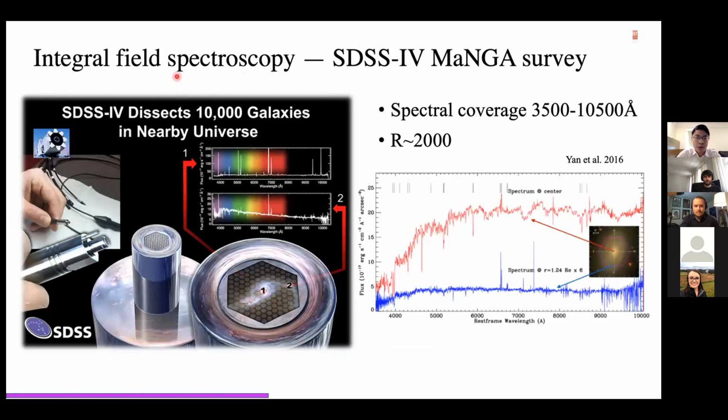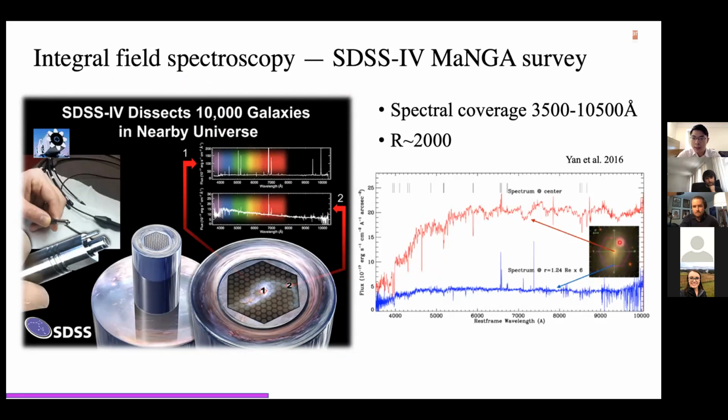So let's move on to the data and identification part. This is a brief overview of the MaNGA survey. It targets a very large sample, 10,000 galaxies in the nearby universe. And it's spatially 2D, it's actually 3D. It offers spatially resolved spectroscopy.